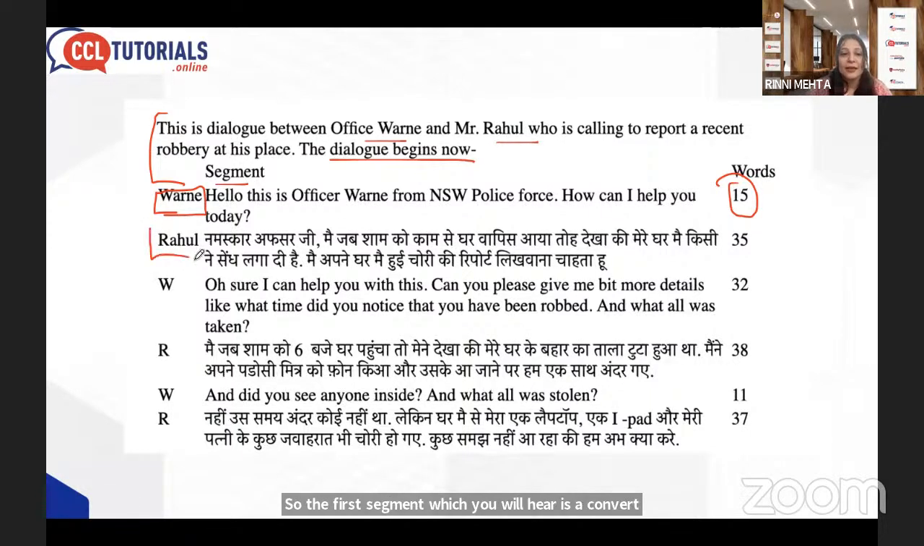Vaughn is saying, "Hello, this is Officer Vaughn from NSW Police Force. How can I help you today?" You just have to translate in your own language. If you do not understand Hindi, please don't worry. You can understand how fluently I'm speaking, right? Please check my translations. Hello, this is Officer Vaughn from NSW Police Force. How can I help you today?